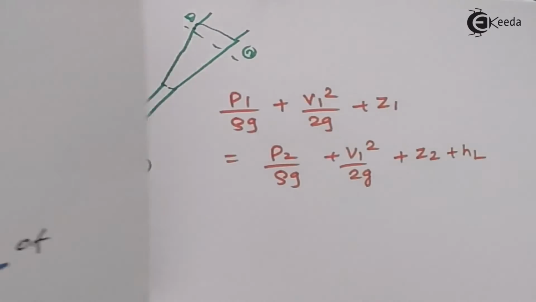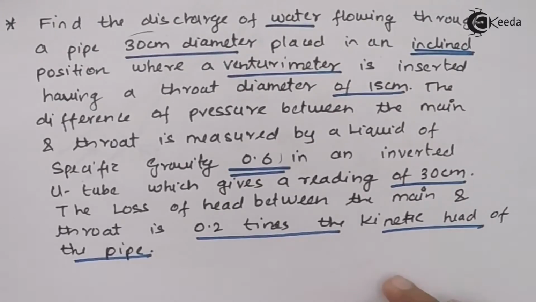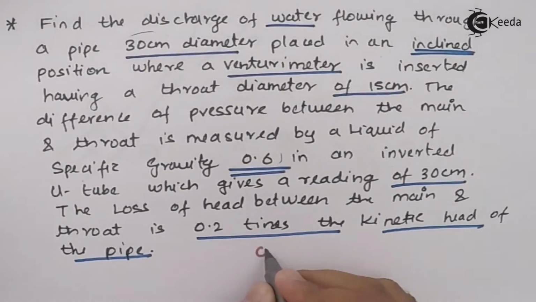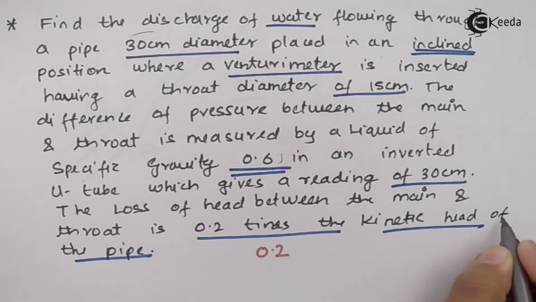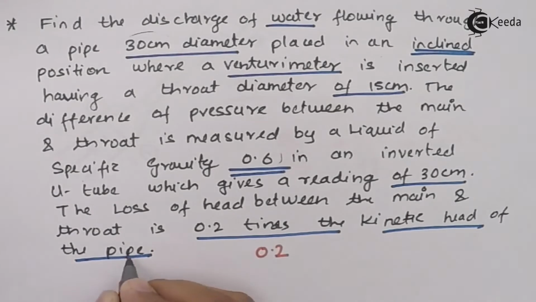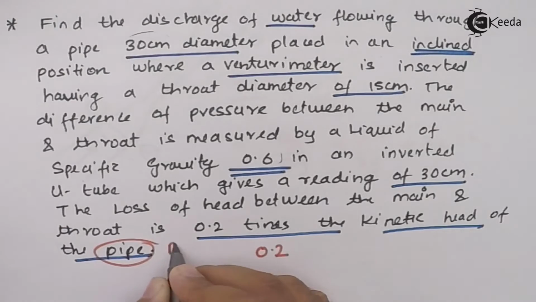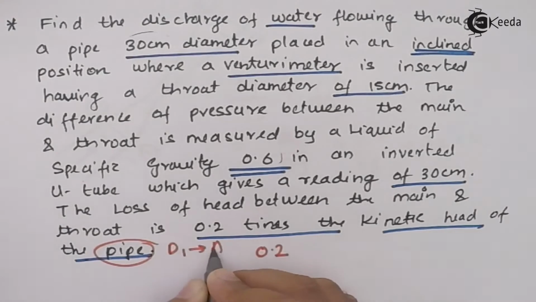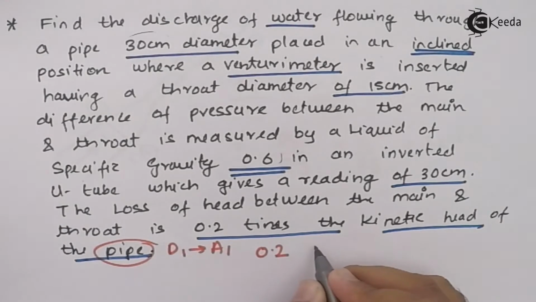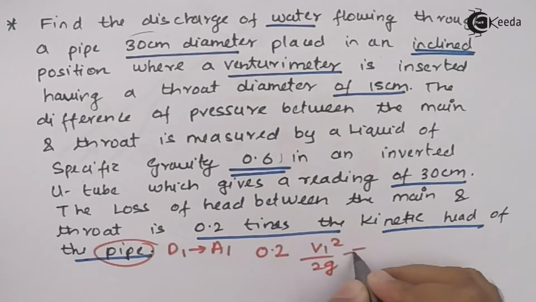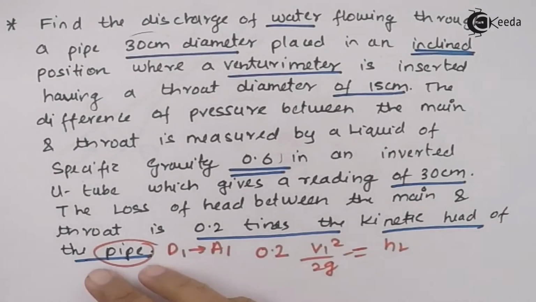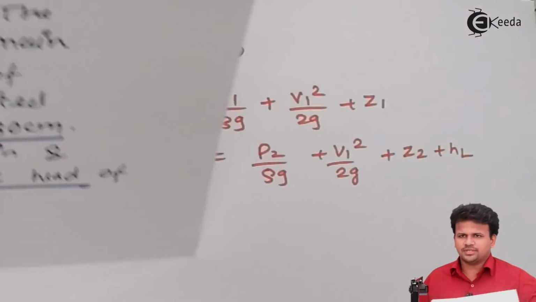The head loss given to us in the problem is 0.2 times the kinetic energy head of the pipe. The pipe has a diameter of d1 and an area of cross section of a1. So this is V1 square by 2g. Hence, for a pipe velocity V1, that is the head loss. So we'll substitute over here.